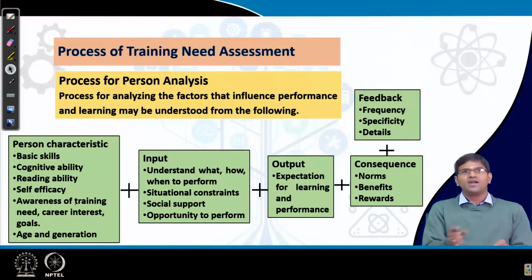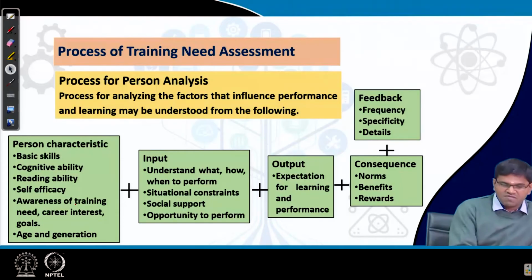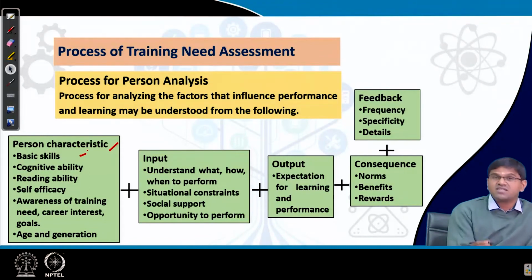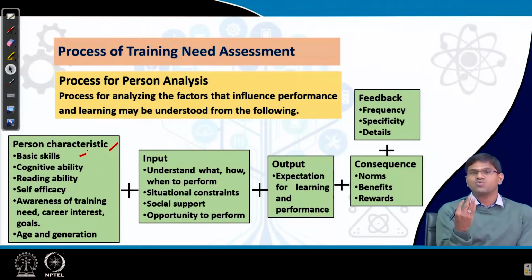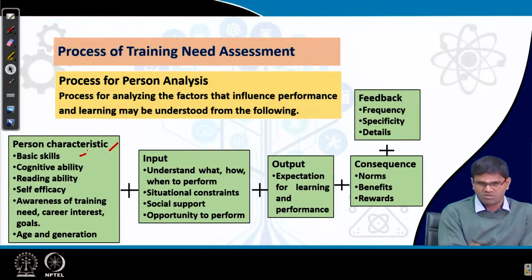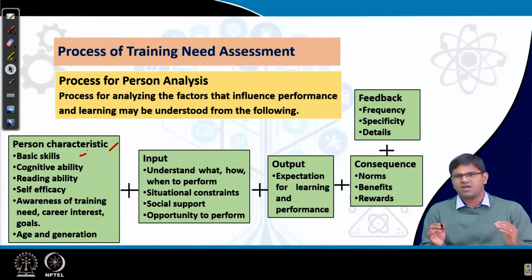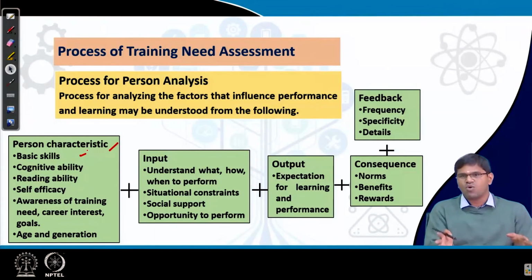What do you look at in the person analysis? First is the person characteristics. It is a comprehensive process. When you do a person analysis, we will be looking at the basic skills an employee needs to have when he or she is appointed to perform a particular job role. So every job role has a basic skill requirement, right? Maybe if you are a coder, you need to know how to code, or a software tester. Similar is the case in manufacturing. Are you able to handle the tool, an instrument, or machinery?